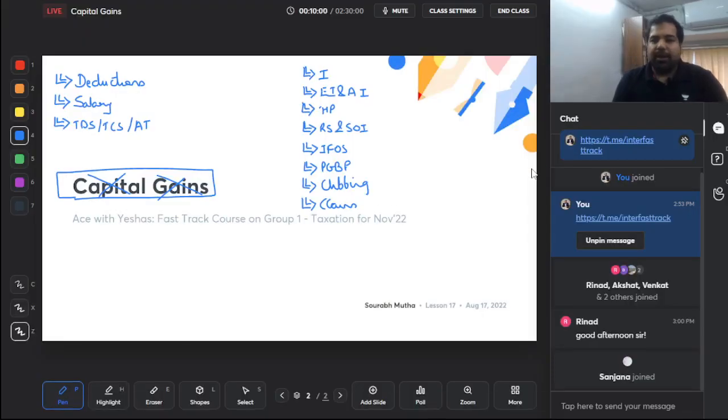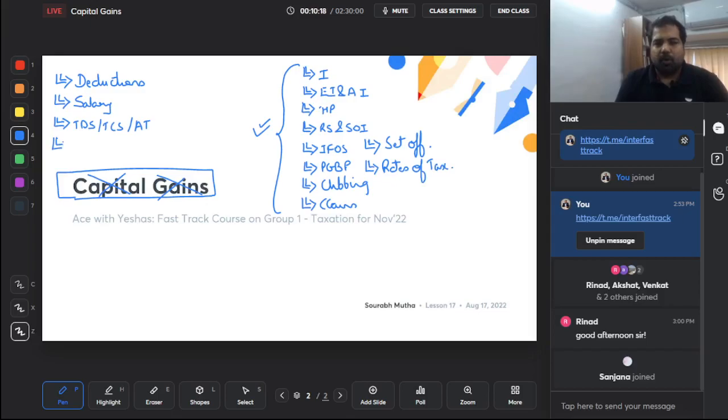So yes, good afternoon guys, and this is the agenda on the screen. This one is what we've already covered. Of course, we've also covered set off and carry forward of losses. So these are the things that we've done. Rates of tax have happened parallelly, but some of it is pending, so we'll see some rates of tax today as well. So that's the agenda.